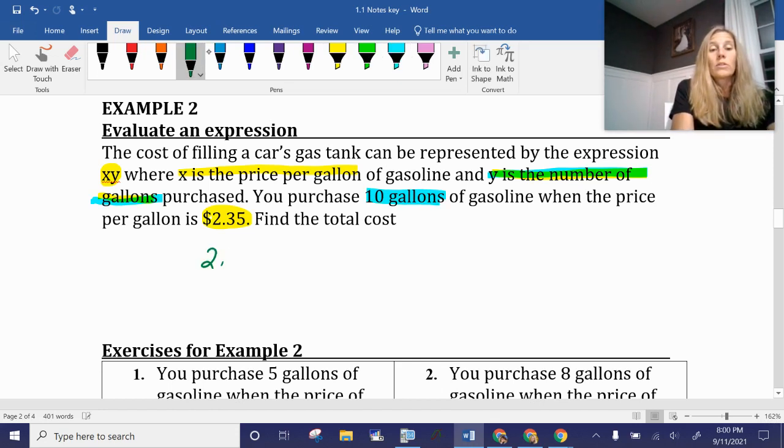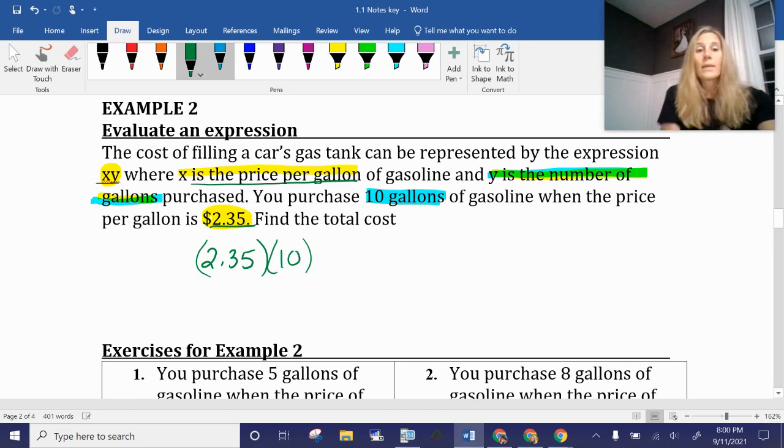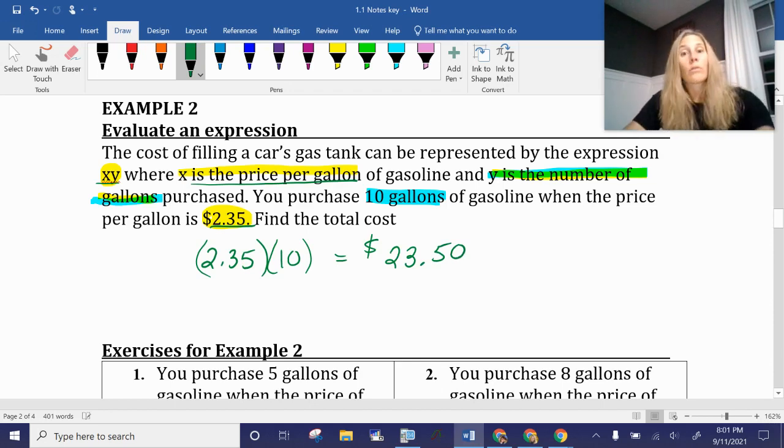So we're going to take the 2.35, and that's going to be substituted in for the x. And then we're going to take the 10, and we're substituting that in for the y. And then we're multiplying those together. Now, of course, anytime you multiply a decimal by just 10, however many zeros you have, that's essentially how many times you're going to move that decimal point over. So this is just going to become $23.50. And you could always check it on a calculator if you need to.